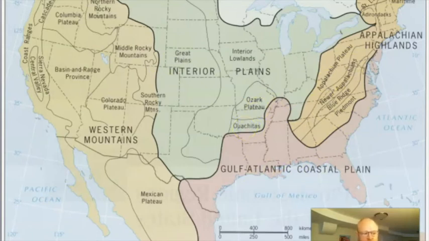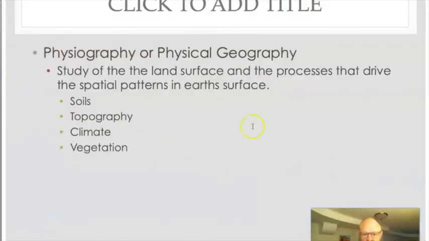I'm already doing this in a not very orderly fashion, but while we're talking about physiographic regions, I'll jump down to a definition of physiography. When we say physiographical region, the root word is physiography, which is just another word for physical geography. And physical geography is really just a study of the land surface of Earth, as well as the processes that create that land surface.